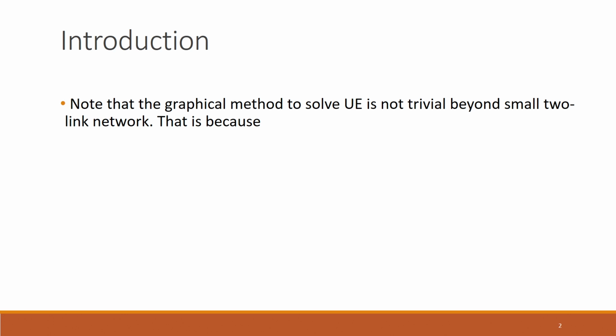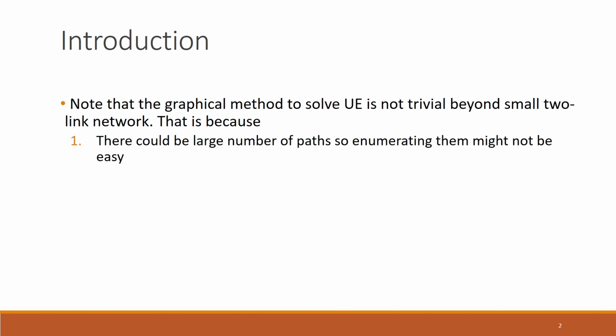In the last lecture we had seen that we can solve the traffic assignment problem, especially user equilibrium, when the example network is very small graphically, but that may not be possible if the example that is given is more complex, and that is because of the following reasons. For instance, there could be a large number of paths between any given origin to destination pair. So, even enumerating all of those paths may not be an easy task.